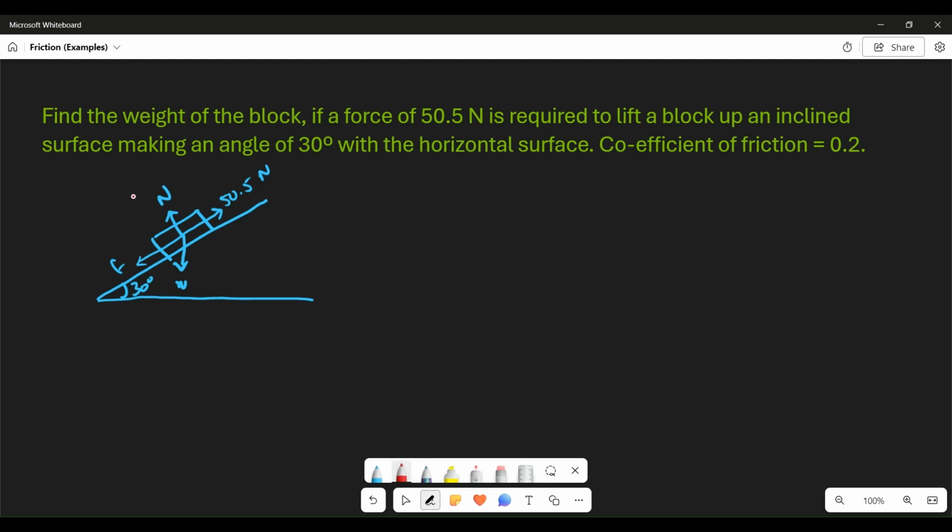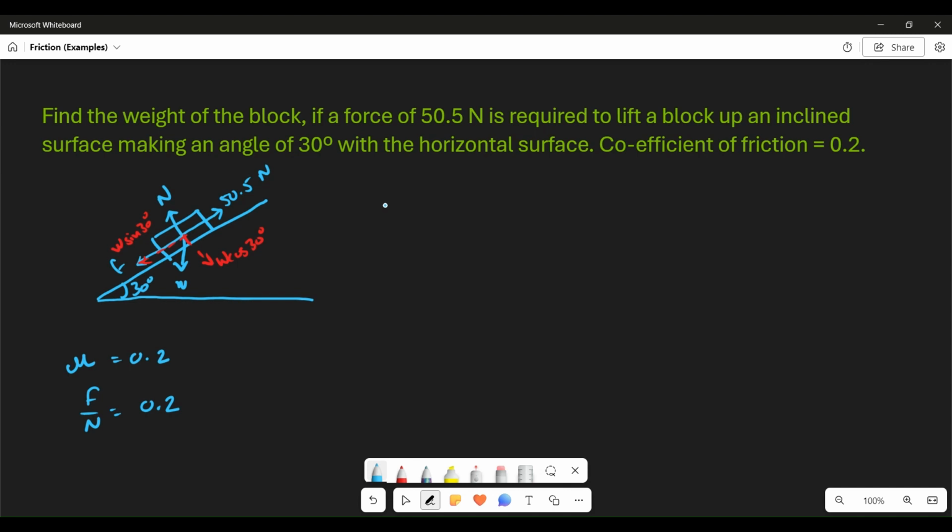Again, you will resolve this W in two components. This will be your angle 30 degrees. So W cos 30 degrees here and W sin 30 degrees this way. So these are your forces now: N, F, 50.5, W cos 30 and W sin 30. Again, do the same thing, resolve parallel and perpendicular to the plane. Mu is equal to 0.2 is given. So F by N is 0.2. This much is given.